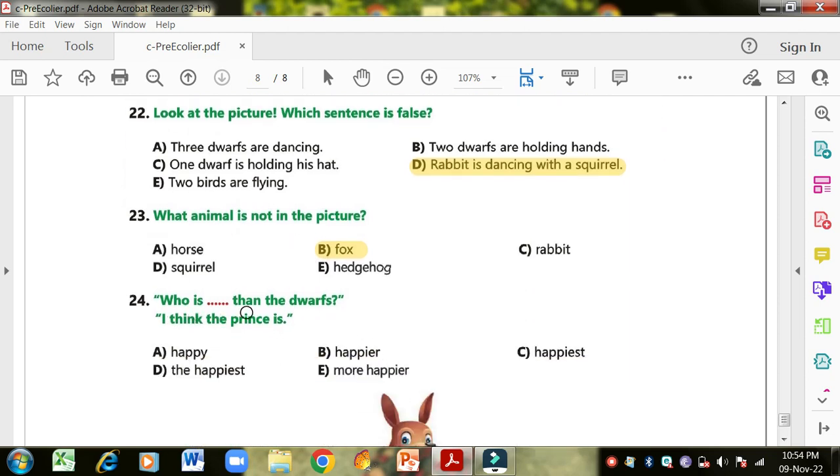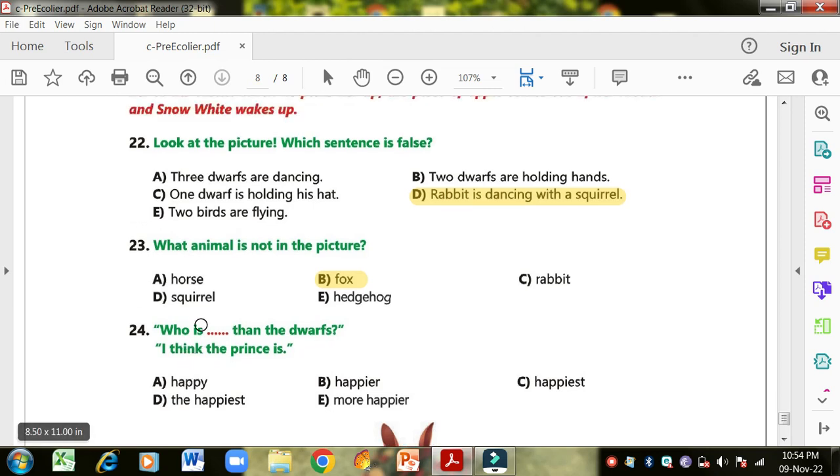Okay, who is dash than the dwarfs? I think the prince is. Now see, the first sentence is the question. Someone is asking you a question that who is dash than the dwarfs, and the answer is I think the prince is. Now here you have to write an adjective. Who is happy than the dwarfs? Who is happier than the dwarfs? Who is happiest than the dwarfs? Who is the happiest than the dwarfs? And who is more happier than the dwarfs?